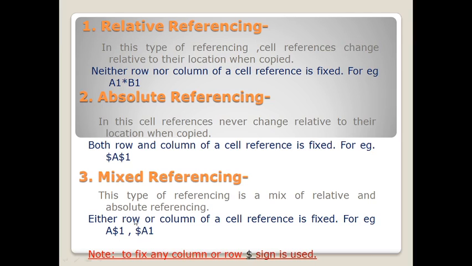And in this one, $A1, the column is fixed. So if you copy the formula, what will happen? That A will not change. A will remain A. It will not change to B, C, D and E, but the row number will change, like 1, 2, 3, 4, 5, 6. Okay, we'll see everything practically, so don't panic. Okay, and a note I have given that to fix any column or row, the dollar sign is used.